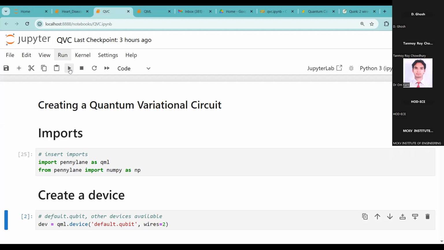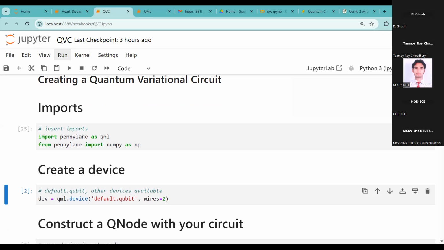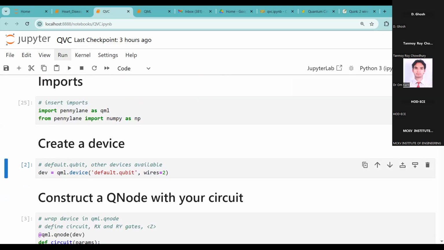Now, this is the device that we are creating. As I said, in Qiskit you had to create a simulator. Even in PennyLane, you are creating a simulator, and you can choose from many simulators. You can go to the PennyLane website and see there are many simulators. So we are choosing default.qubit as our simulator. So the device is qml.device, and wires are 2. So we are using 2 qubits, and I'm naming the device dev.